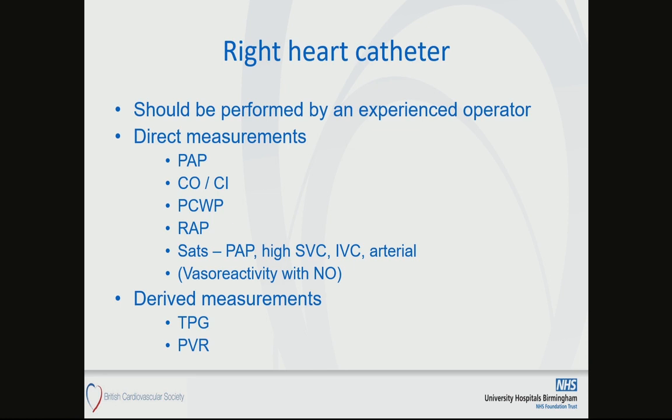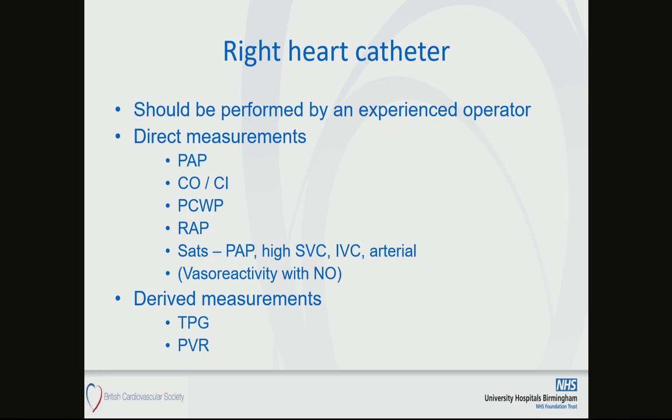So right heart catheter is your gold standard diagnosis of pulmonary hypertension. So it's going to confirm your diagnosis, and it's also going to assess your severity of the hemodynamic impairment. Okay. So the direct measurements you get are your pulmonary artery pressures, your cardiac output, your cardiac index, your wedge pressure, RA pressure. You should do a SATS run to look for any shunts. So as a bare minimum, we would expect SATS in the pulmonary artery, high SVC, IVC, and then also an arterial.